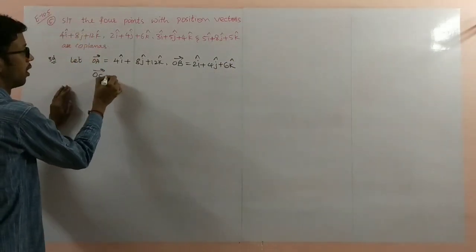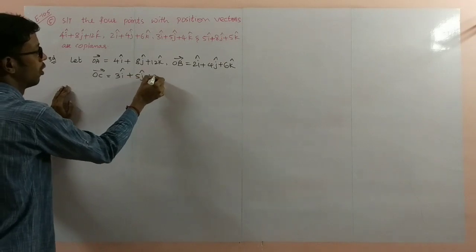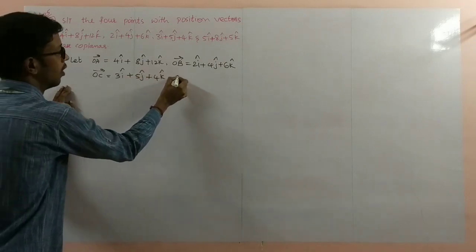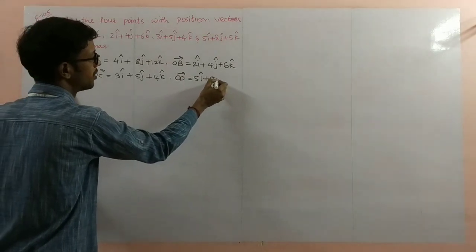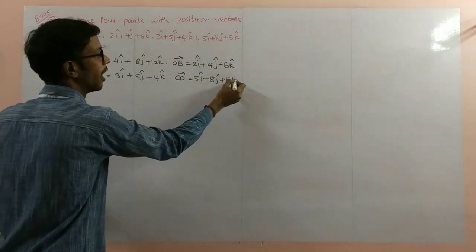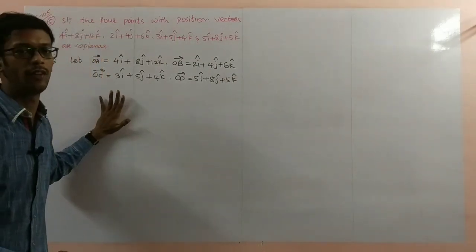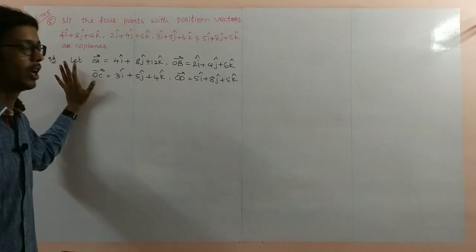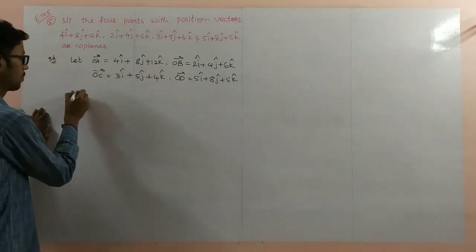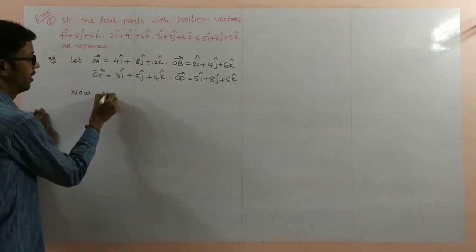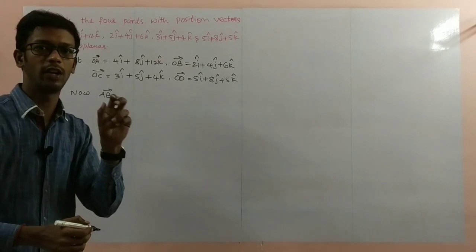OC bar equal to 3i cap, 5j cap, 4k cap. OD bar equal to 5i cap, 8j cap, 5k cap. So these are the 4 position vectors of 4 different points, taking as OA bar, OB bar, OC bar, OD bar. Now you have to find the AB bar. One point should be common for every vector.